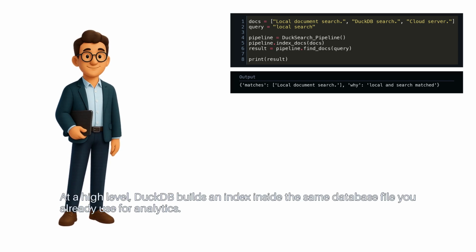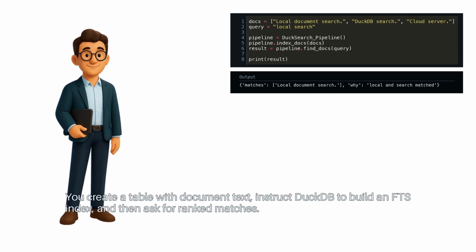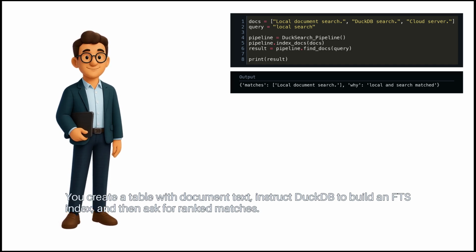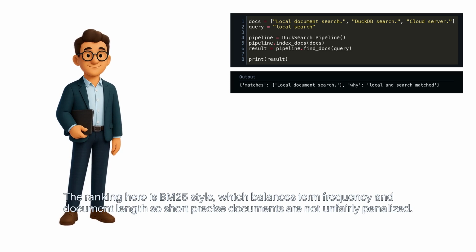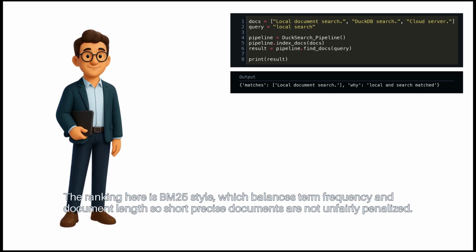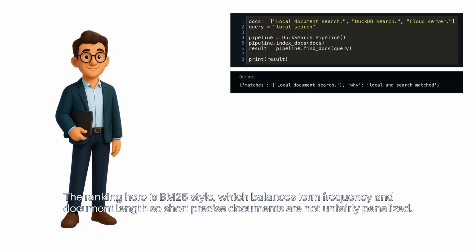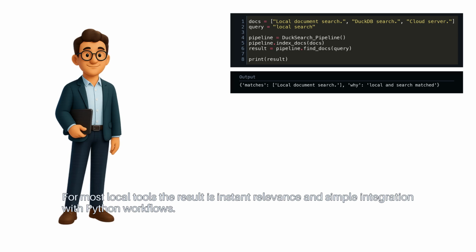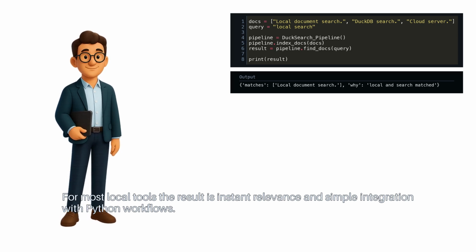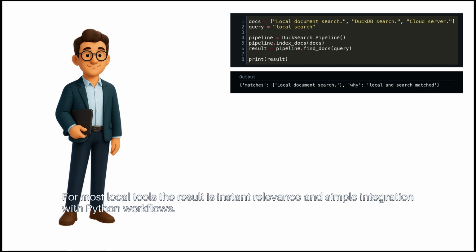speed. At a high level, DuckDB builds an index inside the same database file you already use for analytics. You create a table with document text, instruct DuckDB to build an FTS index, and then ask for ranked matches. The ranking here is BM25 style, which balances term frequency and document length, so short, precise documents are not unfairly penalized. For most local tools, the result is instant relevance and simple integration with Python workflows.